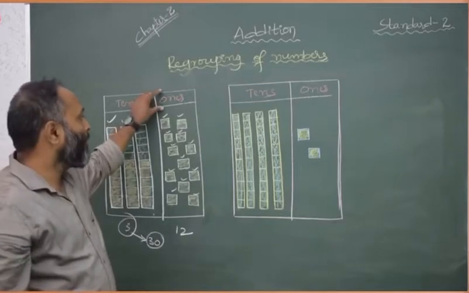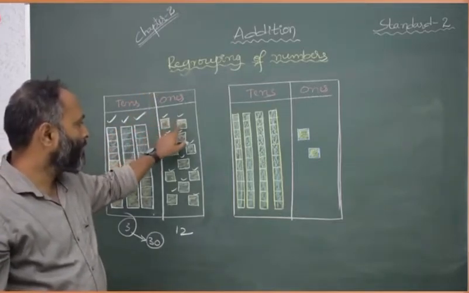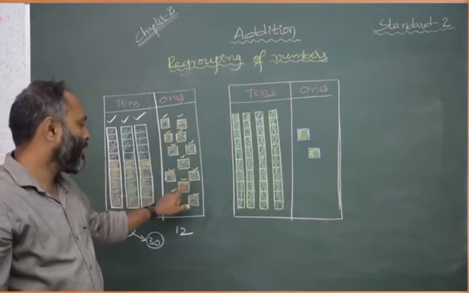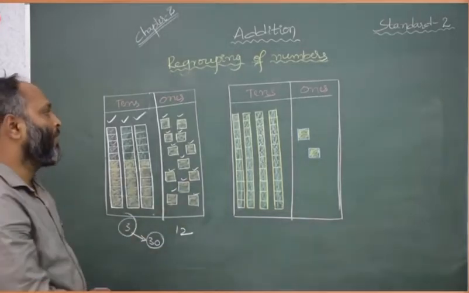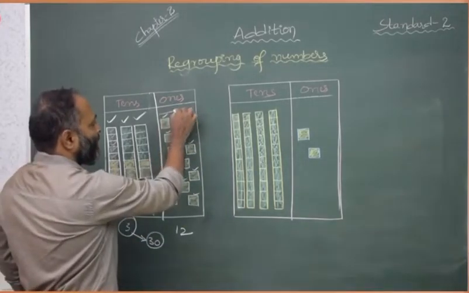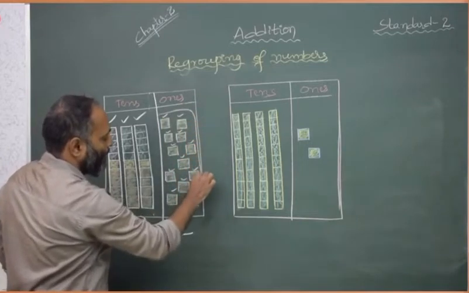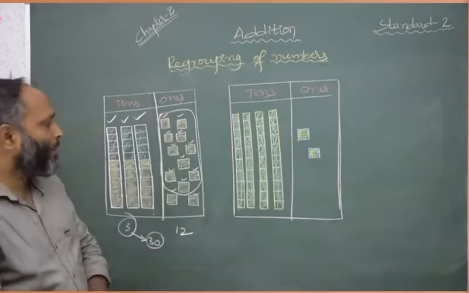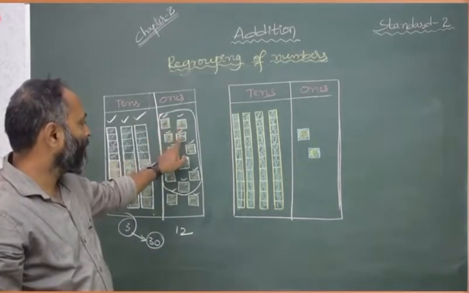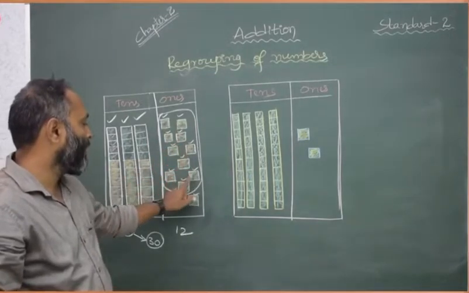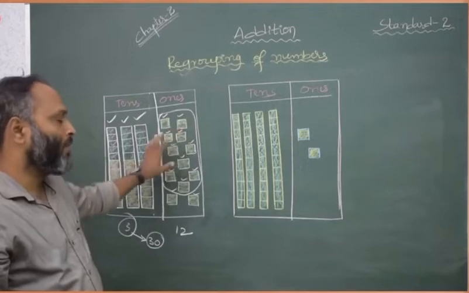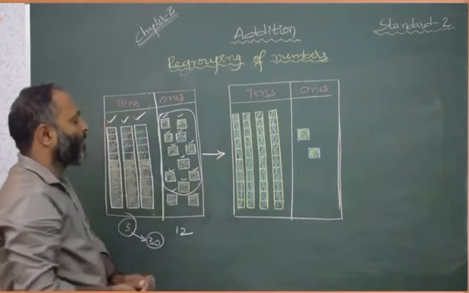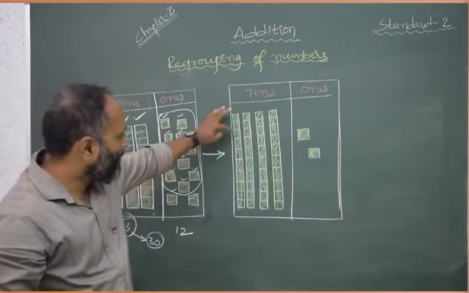Here, how many small blocks were there in the ones place? 12. Then how to regroup this? Here, 10 blocks make one big block. Count: 1, 2, 3, 4, 5, 6, 7, 8, 9, 10. Total 10 sub blocks were there. Now how are we going to regroup? Here 3 blocks were there, and those 3 blocks stay as they are.